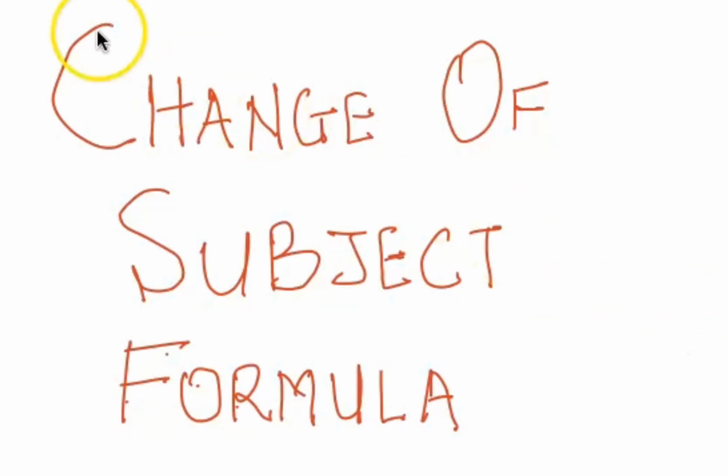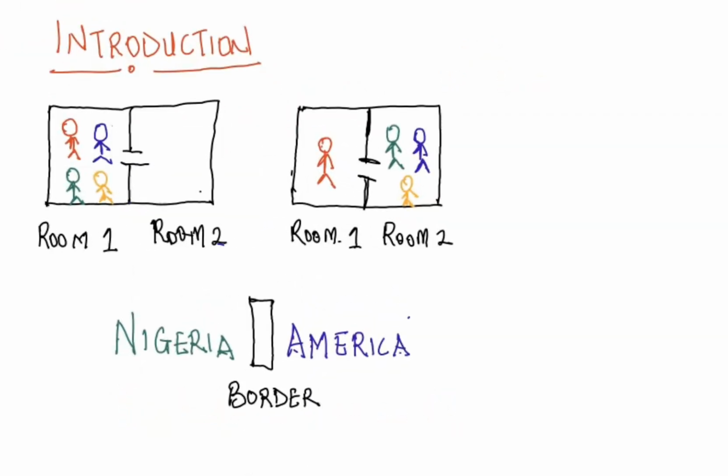Let's get started. We'll begin this lesson by looking at an introduction to the change of subject formula. But before we look at the definition, let's take a look at this simple illustration. So let's say we have four brothers in a room. We have red, blue, green and yellow. So they are all in room 1.